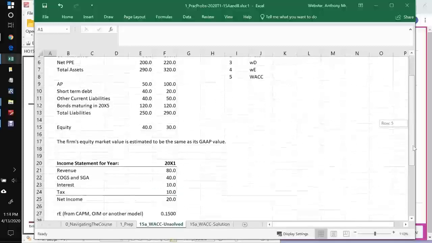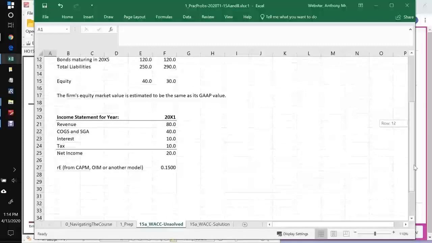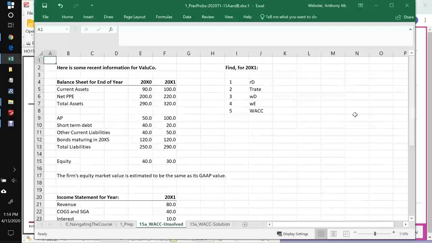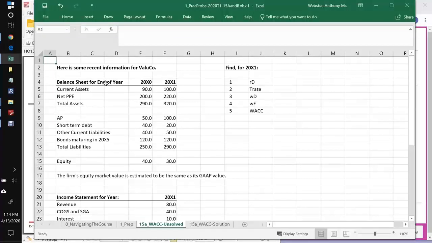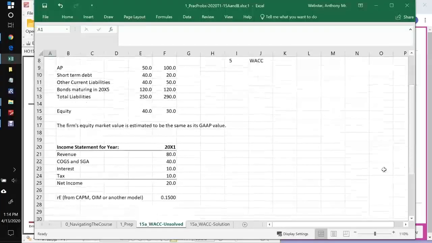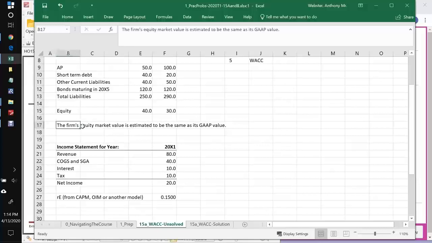This is very similar to an in-class quiz problem for the first part of handout 15. Corresponds to lecture 15, part A, and it's all about weighted average cost of capital. So we've got some information for ValueCo. We've got 2 years worth of balance sheets, and we've got some information here saying the firm's equity market value is estimated to be the same as, or at least similar to, its GAAP value.